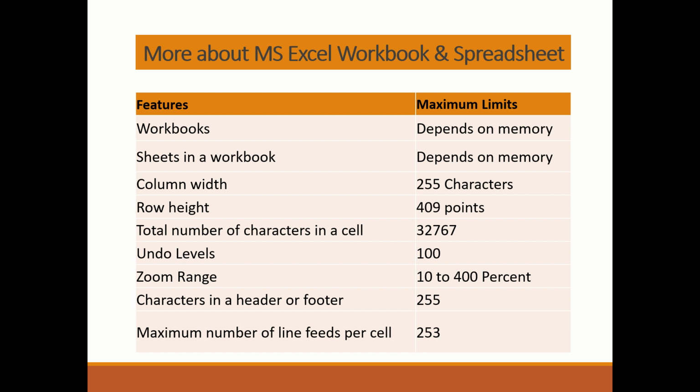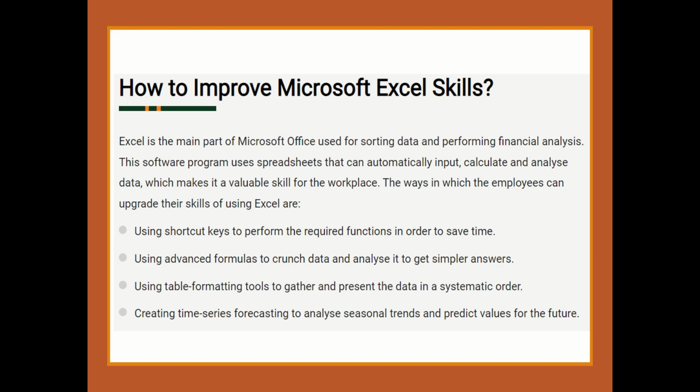Total number of characters in a cell, how many letters you can enter, which includes spaces and special characters, is 32,762. Undo levels are 100. Zoom range is 10% to 400%, you can zoom out and zoom in. Then characters in header or footer: we can add 255 letters in a header or footer. Maximum number of line feeds per cell is 253.